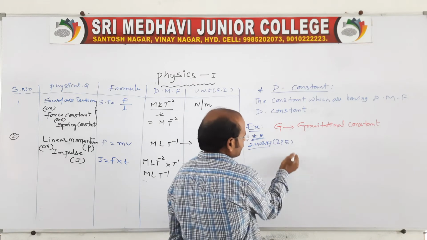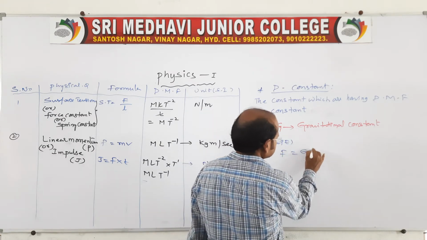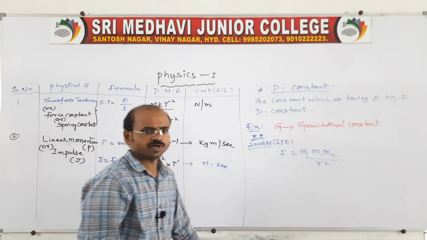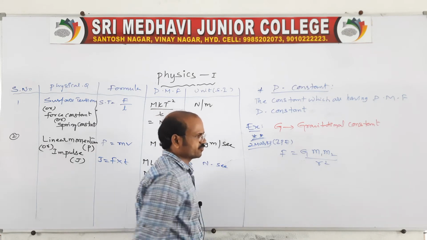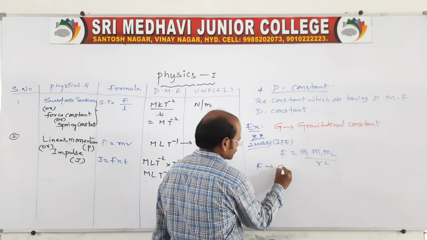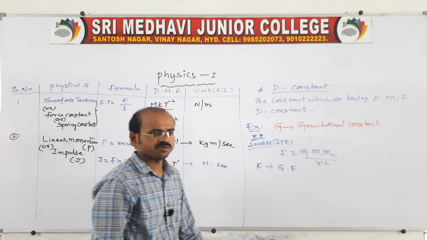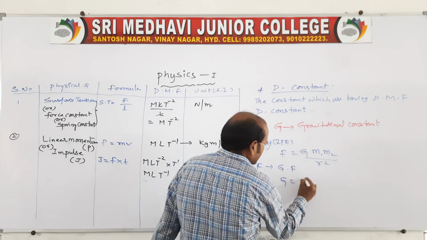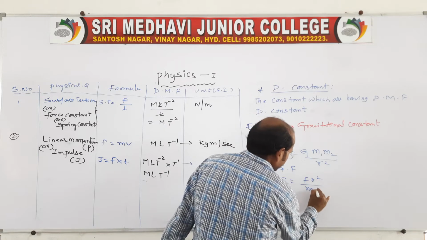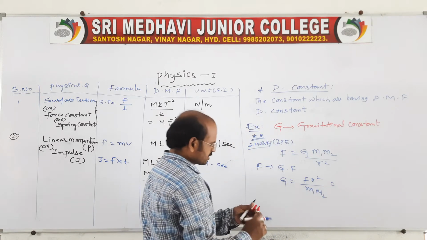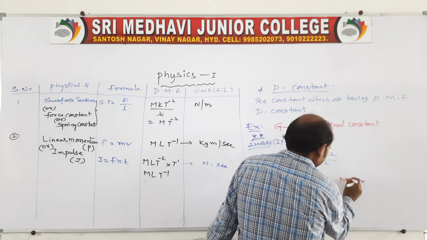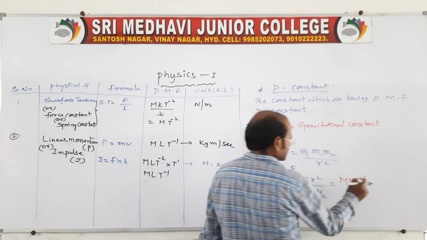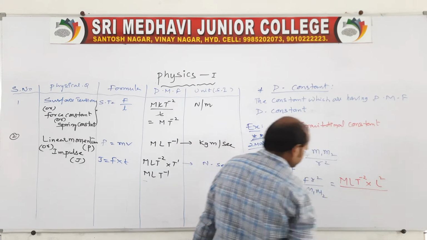The formula for this: F is equal to capital G m1 m2 by r square. It is the force formula, the gravitational force. By using this we have to get G. So G is equal to F r square by m1 m2, right? Here F's dimensional formula we already know, that is M L T power minus 2, and r is nothing but a distance, so L square, divided by m1 m2.